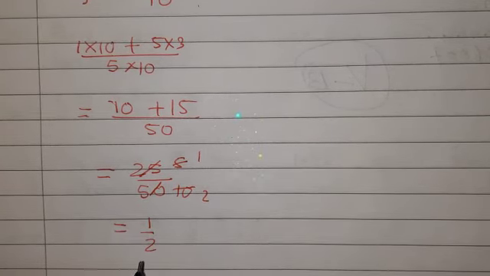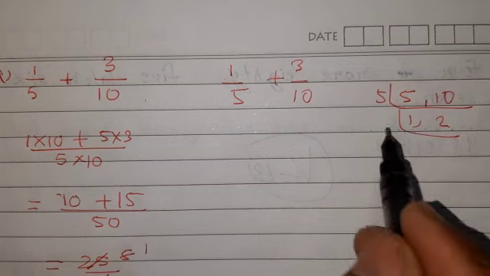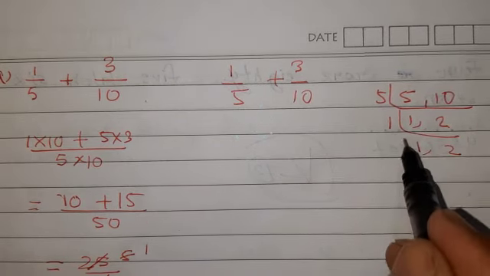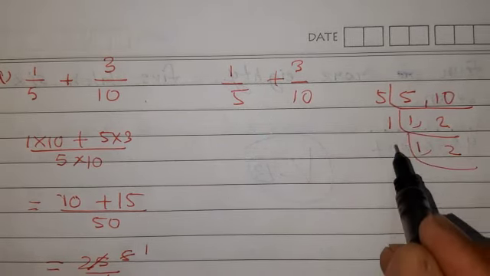Can you find the LCM of this? The student who has already learned LCM can easily find the LCM. The student who has not learned LCM must learn how to find LCM first. I have the link of how to find the LCM also. 5 and 10 are divisible by 5; 5 times 1 is 5, and 5 times 2 is 10. Another is 1 and 2.